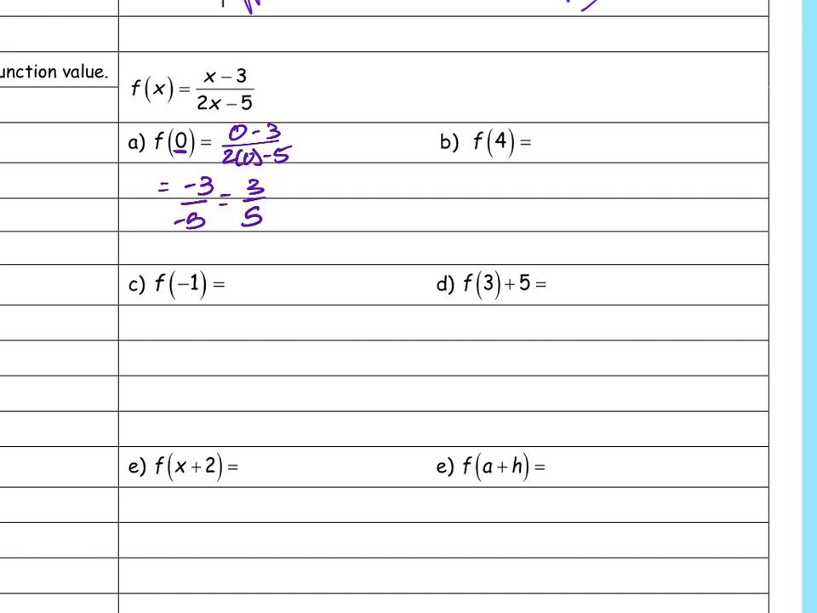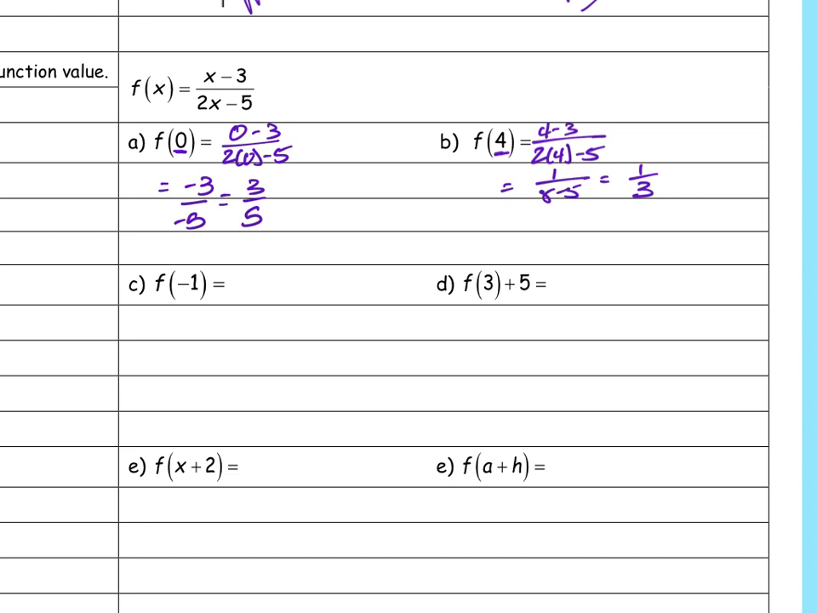Awesome. Okay, I'm going to do the same thing here. Instead of a 0, I'm going to put in a 4. So I've got 4 minus 3 all over 2 times 4 minus 5, which is going to equal, let's see, 1 over 8 minus 5, or 1/3. Is that good? Is that right? That's right. I know that's right. I don't know why I'm asking.